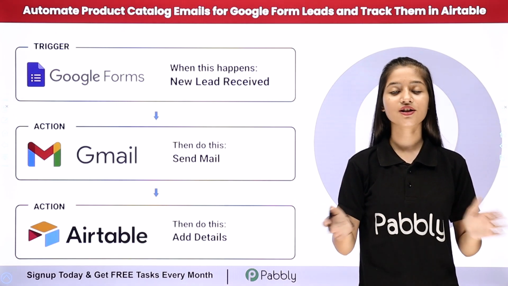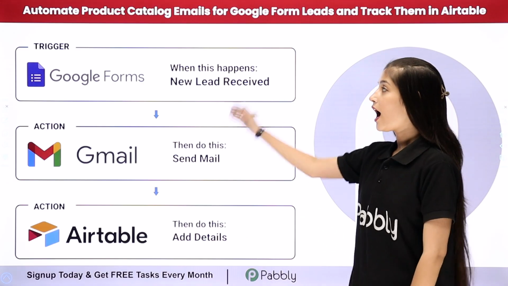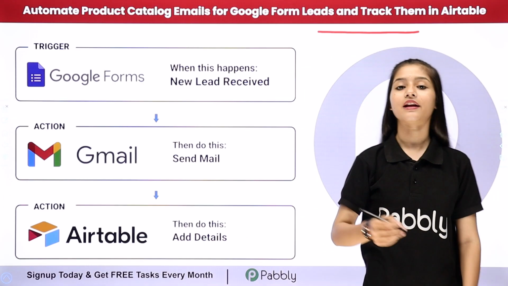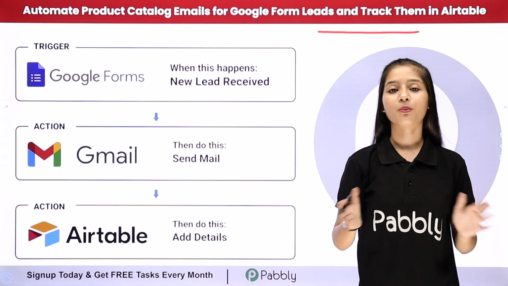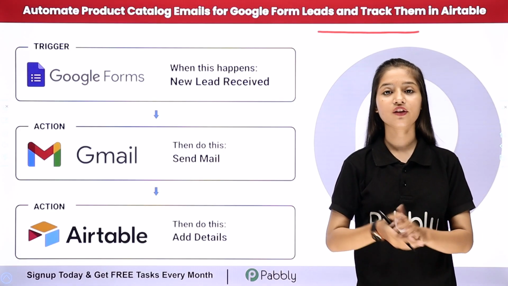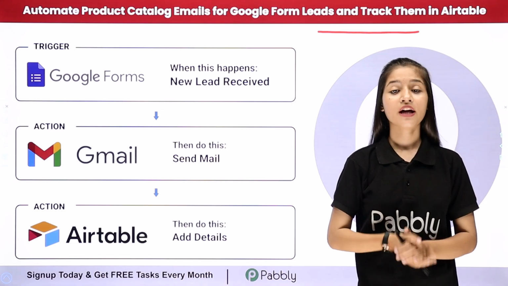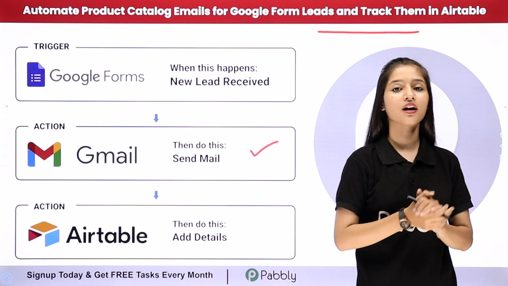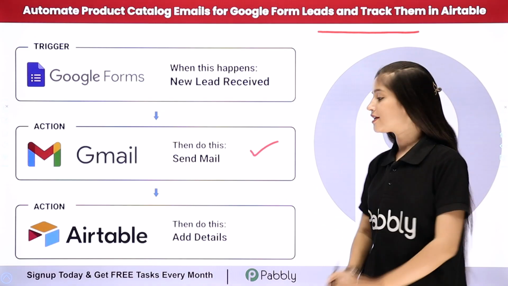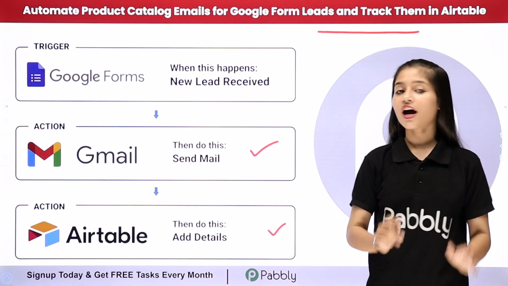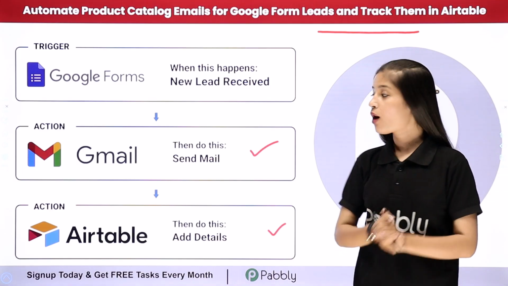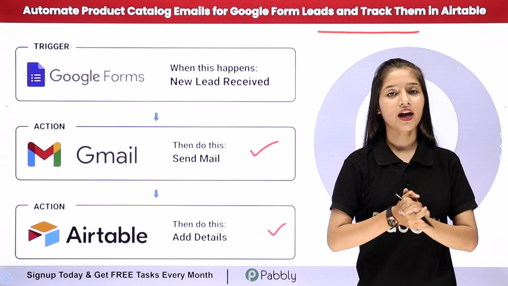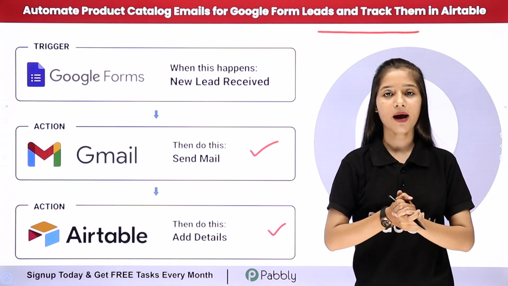So in this video, we are going to understand how to automate product catalog emails for Google Form leads and track them in Airtable. My objective is that whenever I receive a new lead through my Google Form, one product catalog mail is automatically sent to my user's Gmail account and their lead is also stored in my Airtable. For that, I am going to integrate my Google Form with Gmail and Airtable, and this is only possible with the help of the automation software named Pabbly Connect.